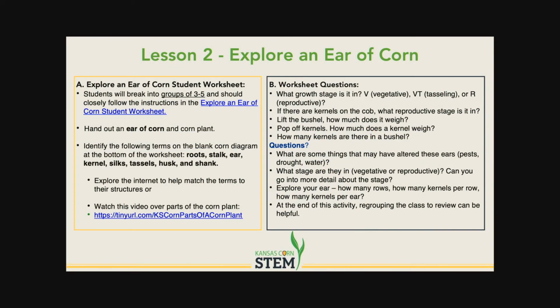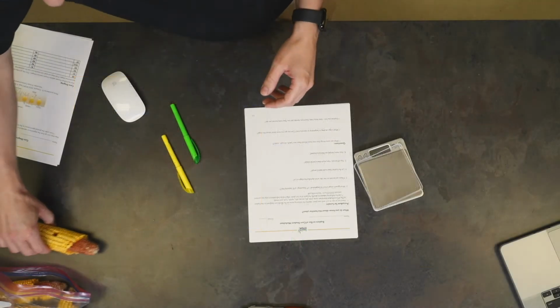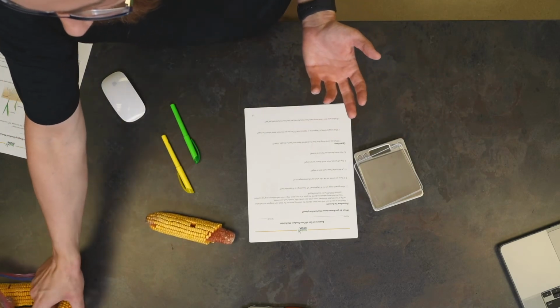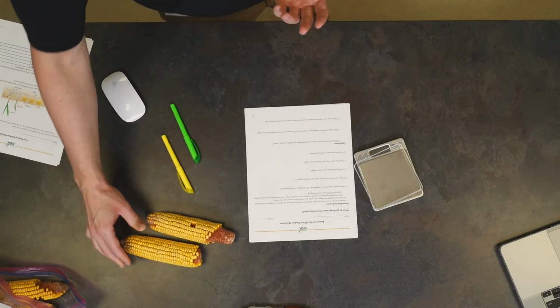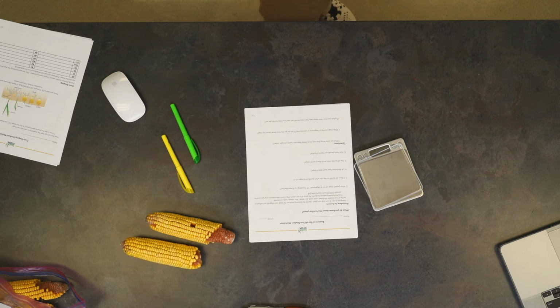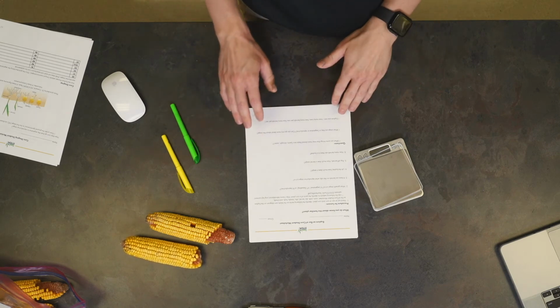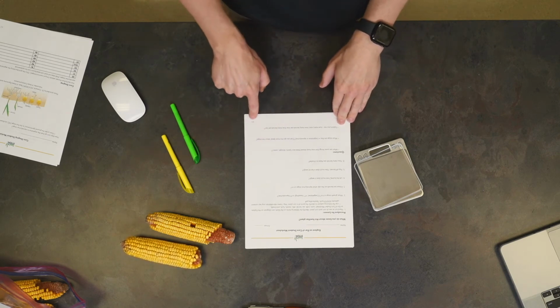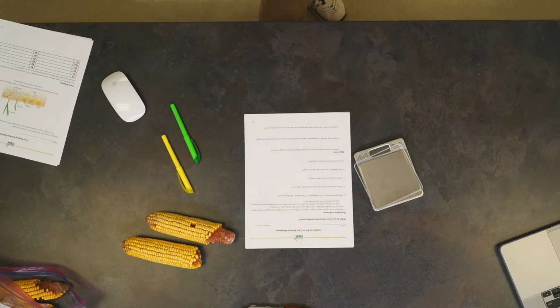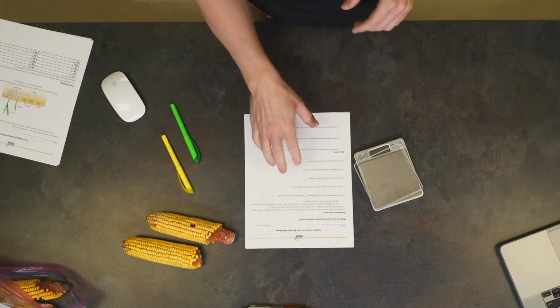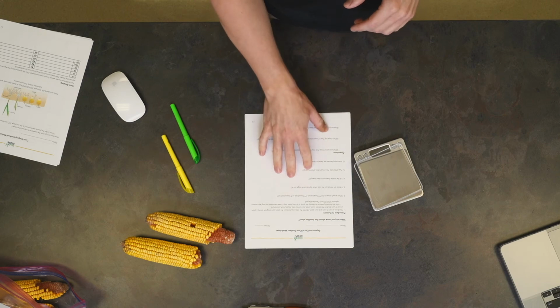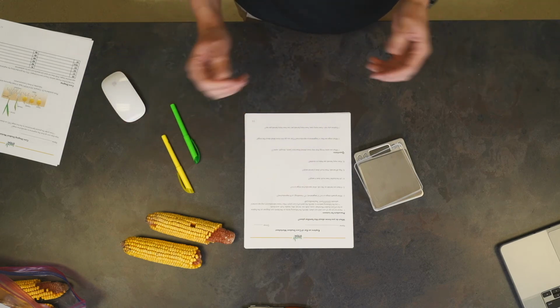So lesson 2 right here is the Explore an Ear of Corn lab, okay? This is kind of a fun one. You get your kids into groups of 3, 4, 5, or however you want to do groups, right? It depends on your resources, but if you give each group maybe 2 or 3 ears of corn, they can actually explore it. And we have this worksheet right here, which is S5 in our PDF file for you guys. This walks them through the lab process of exploring the ear of corn.